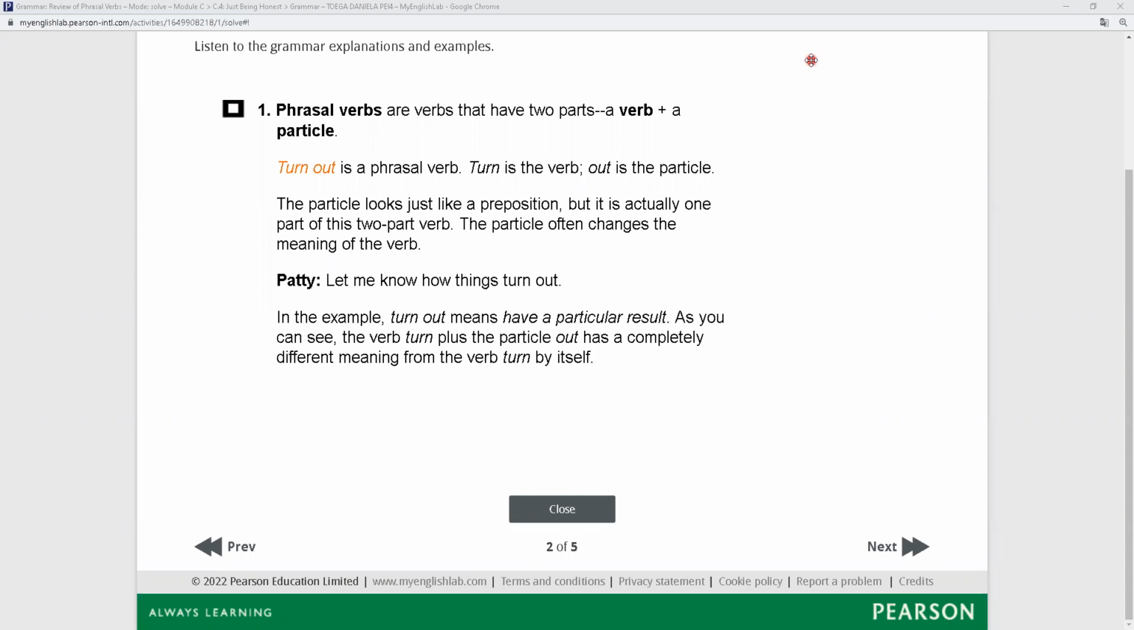Let me know how things turn out. In the example, turn out means have a particular result. As you can see, the verb turn plus the particle out has a completely different meaning from the verb turn by itself.